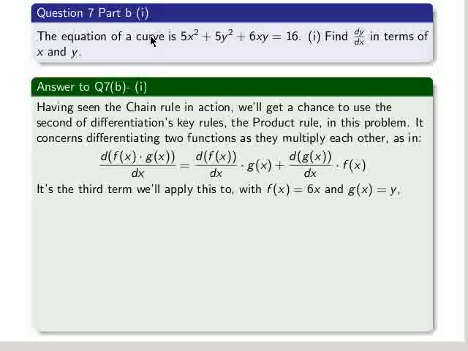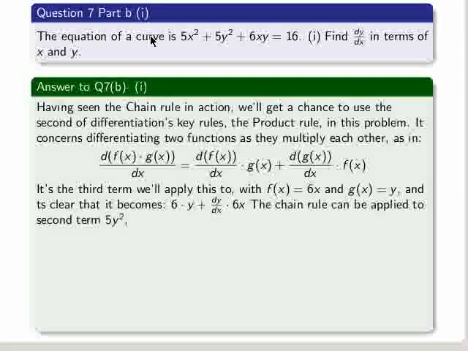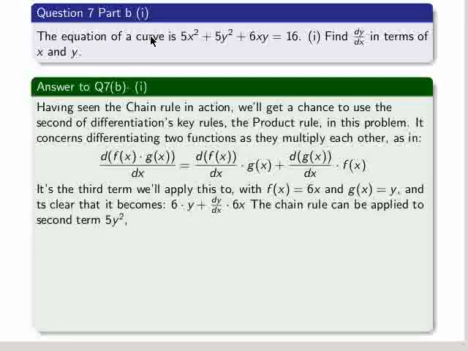So the third term, as you see, is 6 times x by y. So we'll set f of x equal to 6x and g of x equals y. And it's clear that this becomes then 6 times y plus dy dx by 6x. So that's our third term carried out. The chain rule can be applied to the second term, which is 5 times y squared.